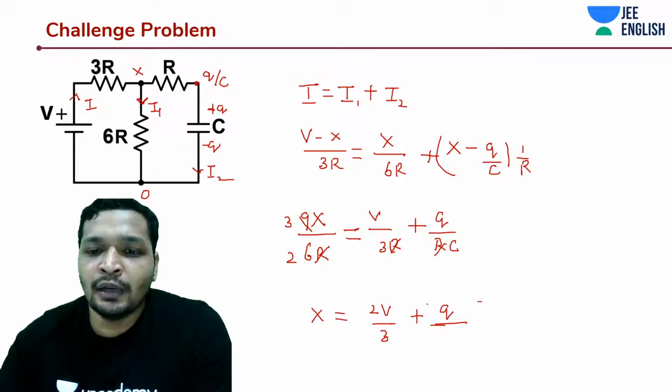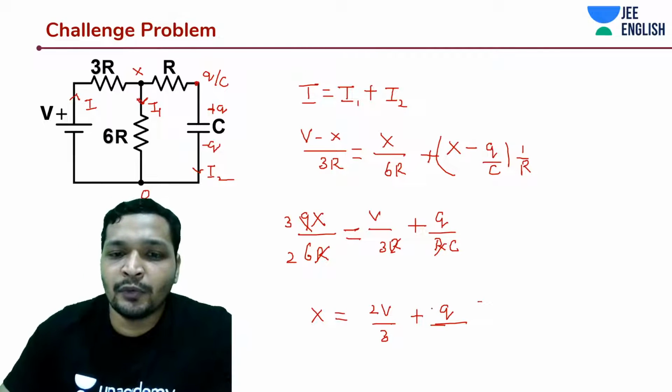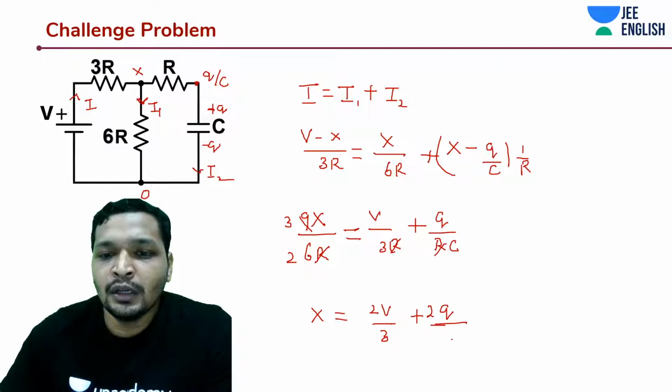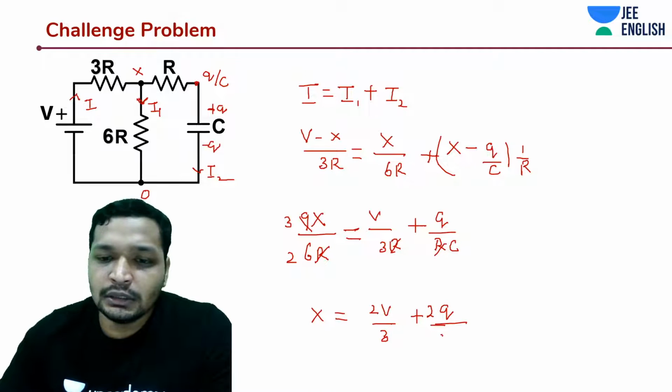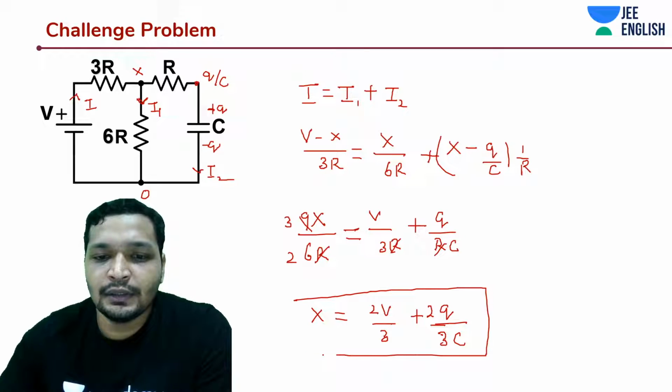Okay. And sorry, this should be, after some time you had asked me later, how would you solve the problem quickly? Yes, this way it would happen. That's going to be 2Q by 3C. So this is your value of X.